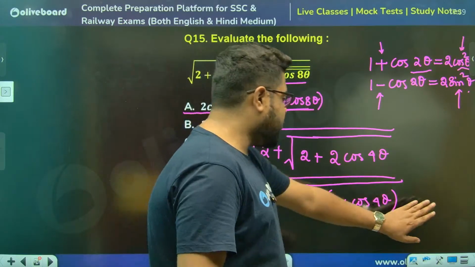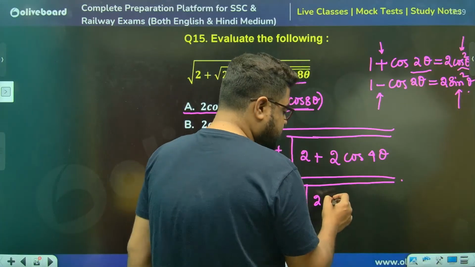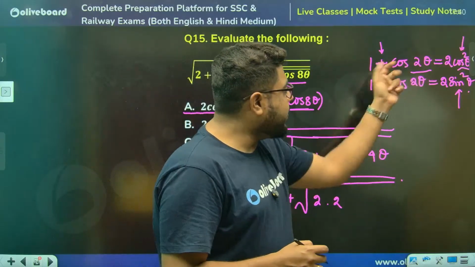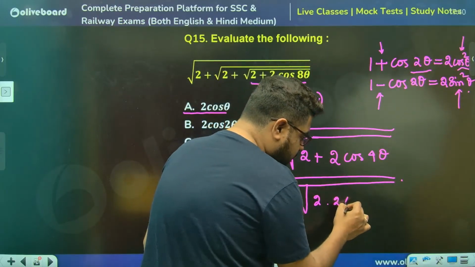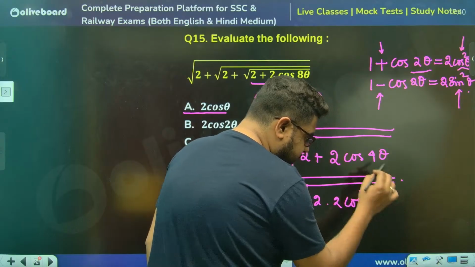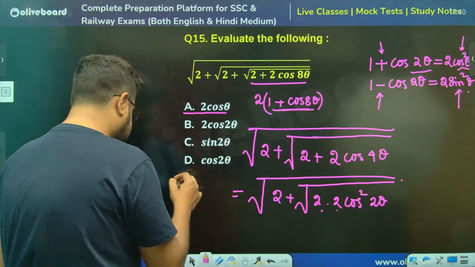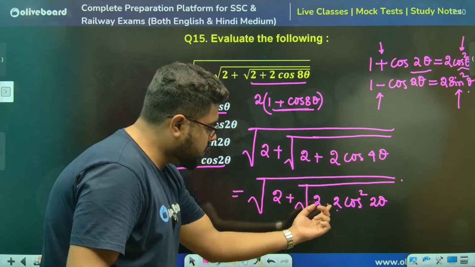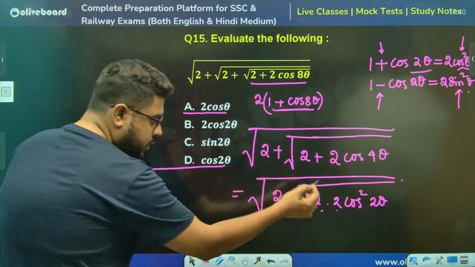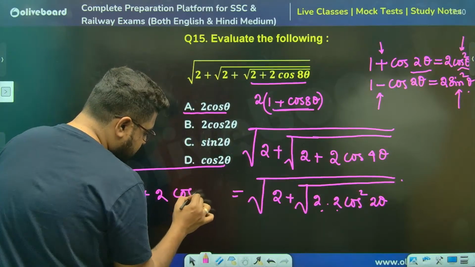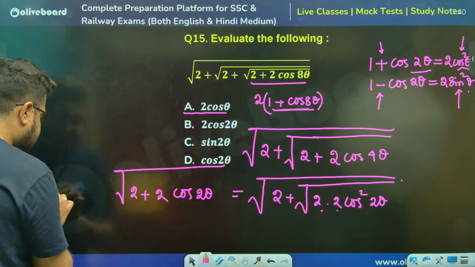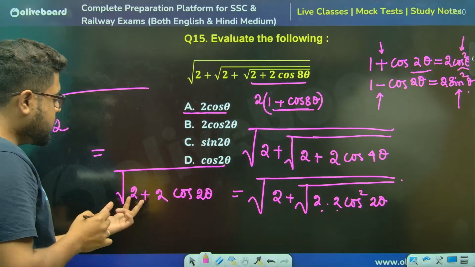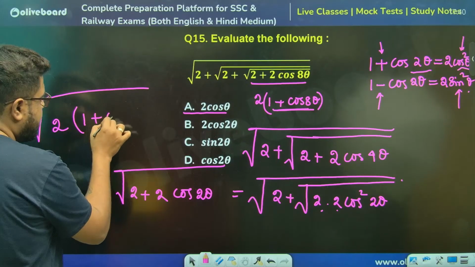Again 1 plus cos 4 theta will become 2 cos square. Half of 4 theta is 2 theta, sir. 2 into 2, 4. I'm writing it here: 2 plus, this one is 2 into 2, 4. Square root will become 2. Cos square 2 theta will become cos 2 theta. Again, sir, you take the 2 common. So it is 1 plus cos 2 theta.